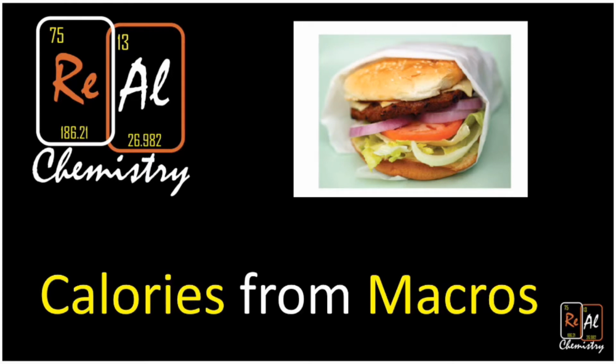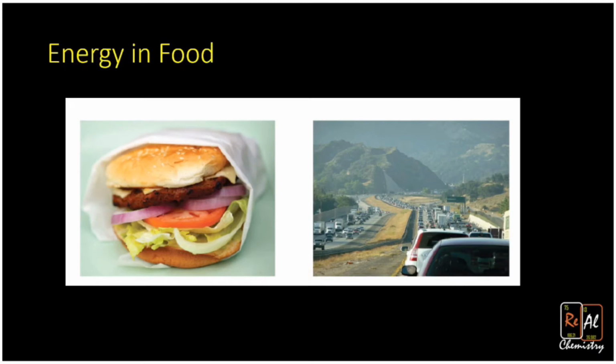In this brief episode, we're going to calculate calories from macronutrients, or as the cool diet people call them, macros. And so our food is made up primarily of three macronutrients. There's tons of micronutrients, which would be like vitamins and minerals, but the macronutrients are the big things in our food that contain calories.